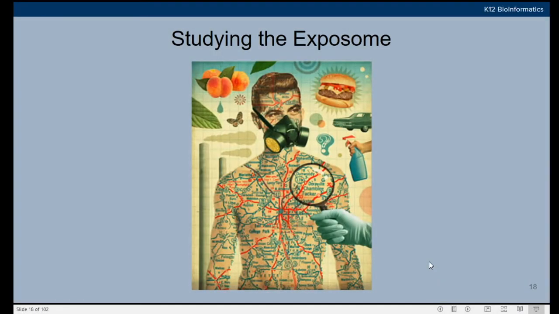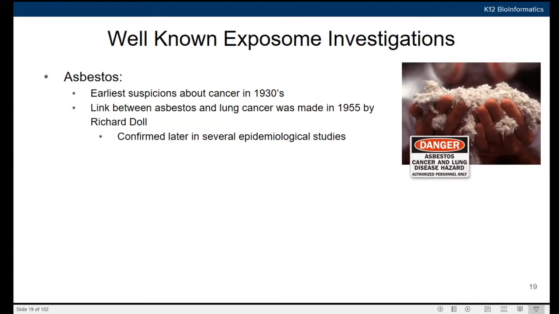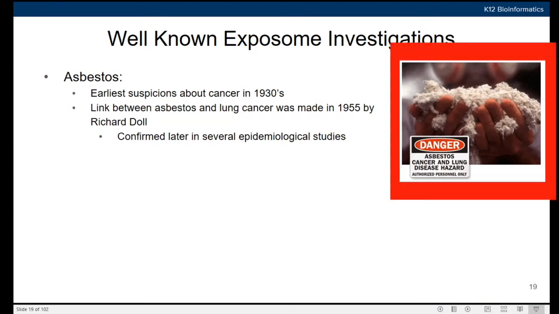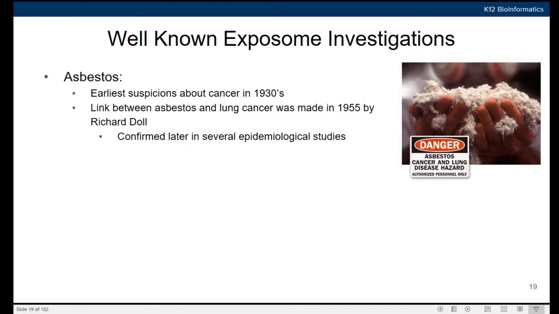The second subunit focuses on studying the exposome. One of the earliest modern exposome investigations examined exposure to asbestos. Some of the earliest suspicions regarding the negative health consequences of asbestos and its link to cancer date back to the 1930s. Officially, the link between asbestos and lung cancer was established in 1955 by Richard Doll, and this was later confirmed by several epidemiological studies.